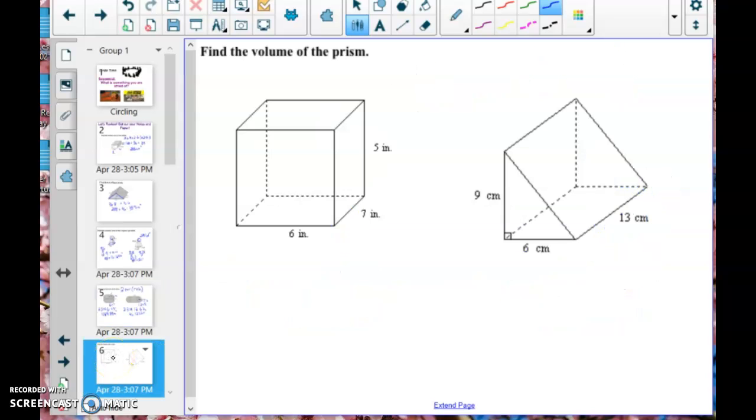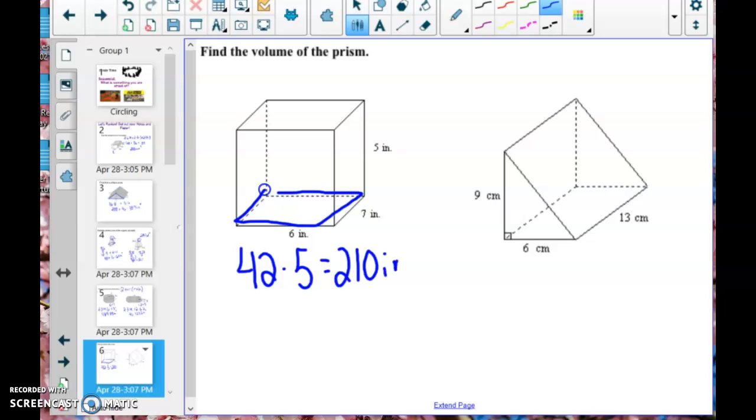All right, next up is the volume of prisms. Remember, the basic formula for volume of a prism is the area of the base times height. Well, in the first one here, the base is a rectangle. So the area of that rectangle would be 6 times 7, which is, of course, 42. And I times that by the height of 5, which gives me a total volume of 210 inches cubed.